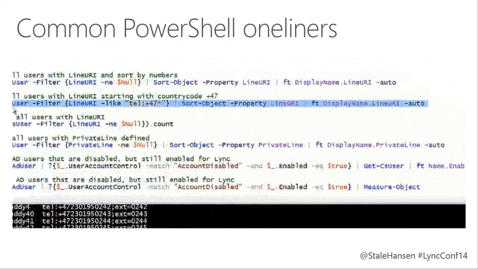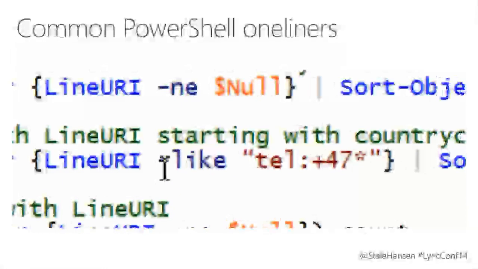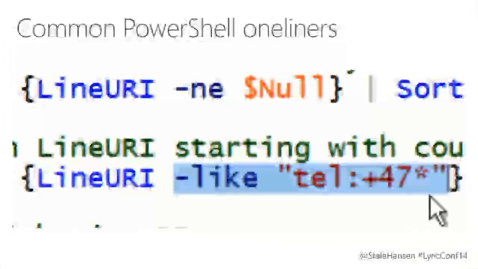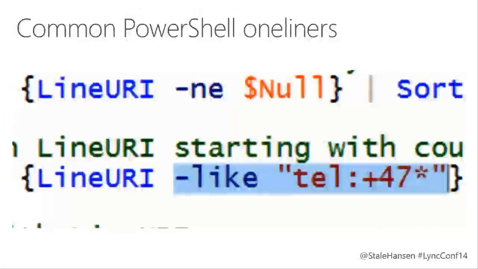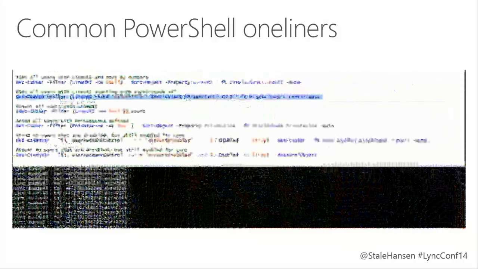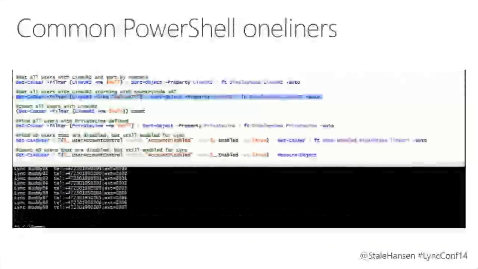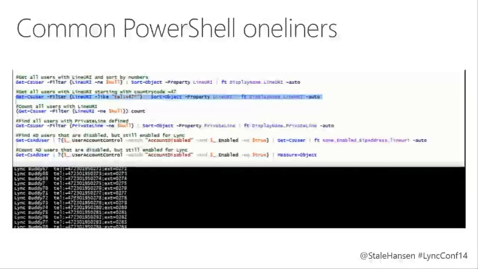You can also filter using like and contains, like a country code. This is 47 for Norway. And now I list only numbers that have a Norwegian country code. So in the global deployment, I'm only interested in the ones in Norway in this example. I use this for global deployments where I just want to get the numbers for Norwegian users, regardless of organizational unit or location and whatnot.